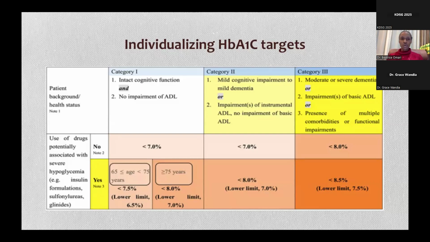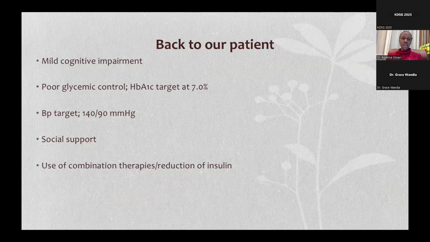So back to our patient. Our patient had mild cognitive impairment. She had poor glycemic control.